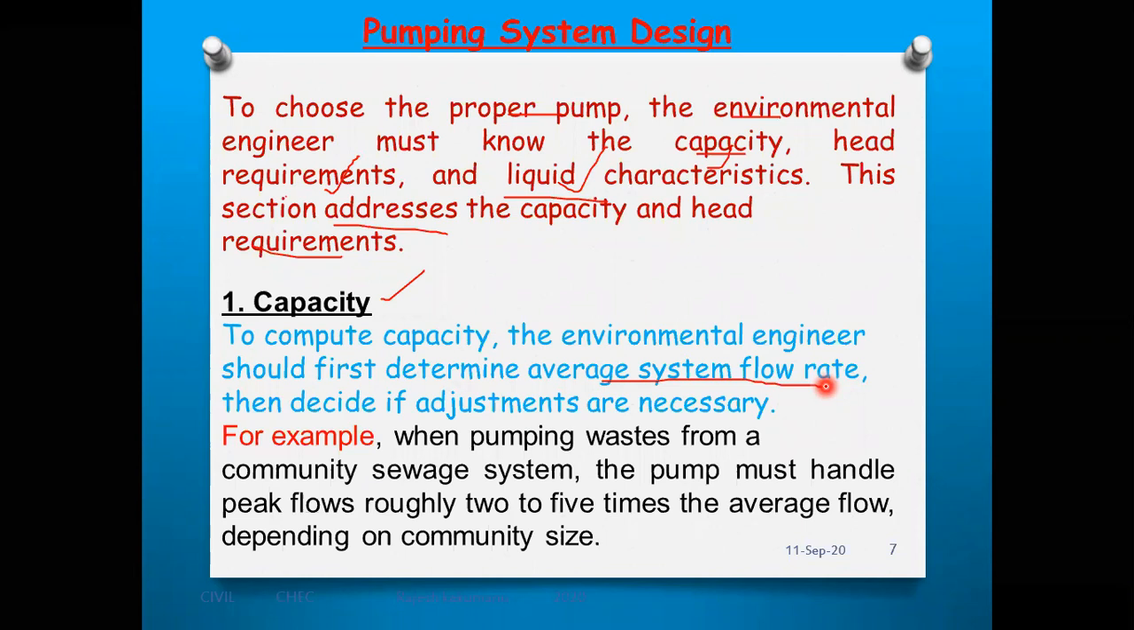So here also, when you are taking the capacity into consideration, you have to see the average flow rate of the system. Example, when pumping waste from the community sewage system, the pump must handle peak flow rates roughly 2 to 5 times the average flow, depends upon the community size. So 2 to 5 times.